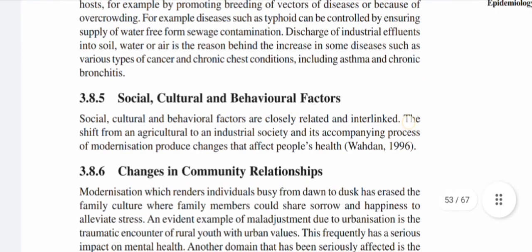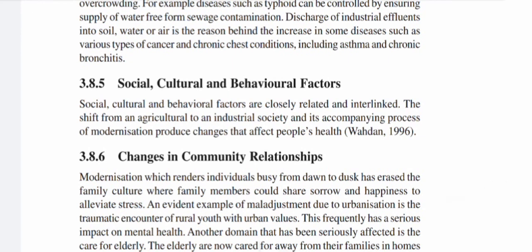Social, cultural and behavioral factors. Social, cultural and behavioral factors are closely related and interlinked. The shift from an agricultural to an industrial society and its accompanying processes of modernization produce changes that affect people's health. Vahdan, 1996.